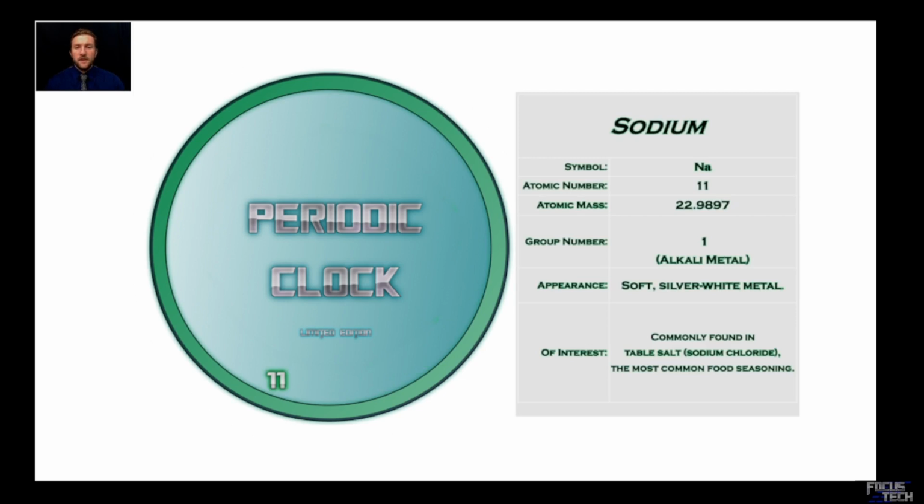Number 11, sodium. So sodium, a really interesting metal, very important for normal life function. But of particular interest, it's an alkali metal, falls into group 1. It's also a soft silver-white metal, and in nature, we use this one a lot as a food seasoning in sodium chloride, or NaCl.